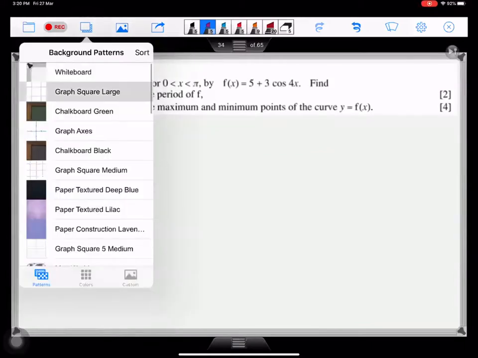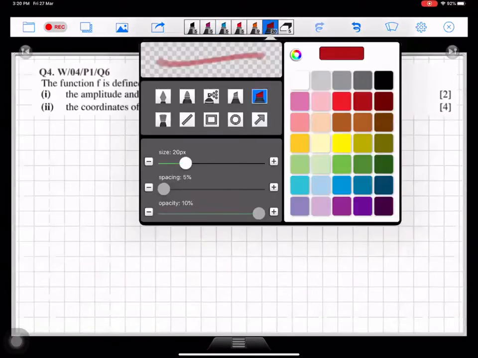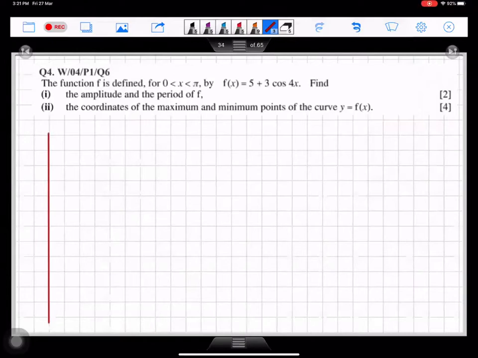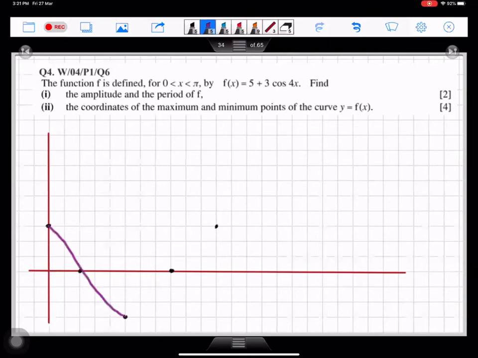Let me use a graph paper and a black line. And here is how it goes, cos 4x with a 3. So this is 3, this is 90, and somewhere here. I hope I got it all correct. So now that's the graph of cosine, 3 cos 4x. So this is 3, this is minus 3. This is 90 degrees because remember, 1 cycle in 90.